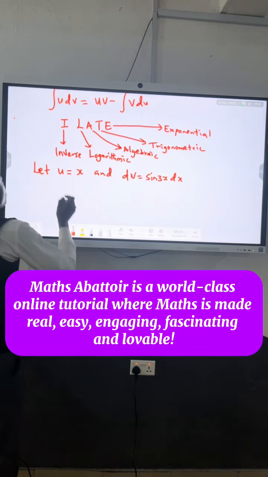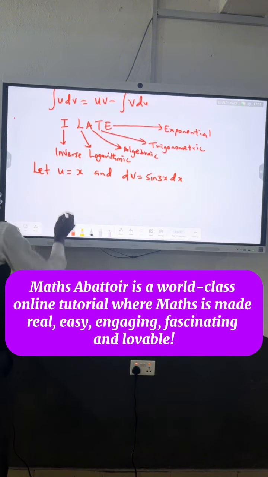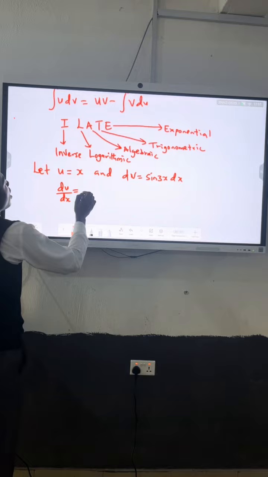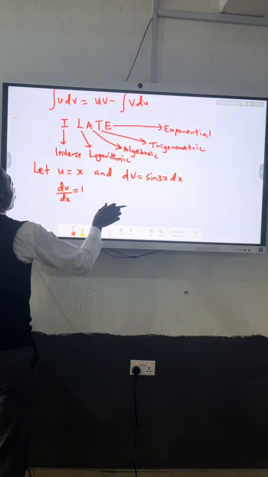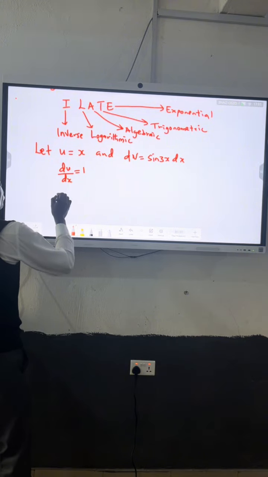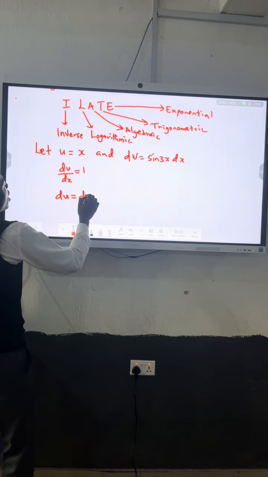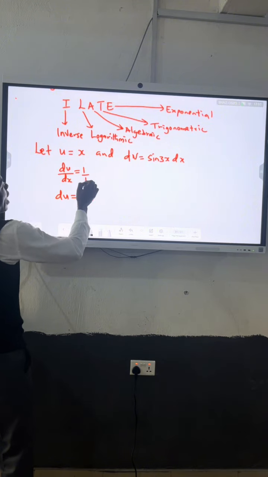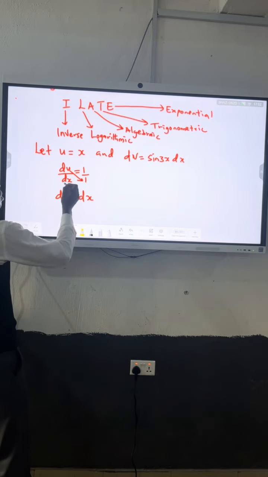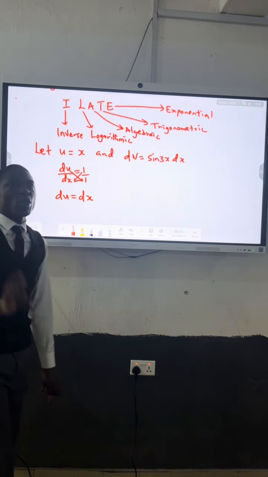Now, what you're going to do next is differentiate u with respect to x. We have du/dx. If you differentiate x, you get 1. Now, what do you do next? Try and make dx the subject of the formula. If you do that, you have du is equal to dx. How did I get that? I just wrote this one as a fraction and cross multiplied. du times 1 gives you du, and dx times 1 gives you dx. So du is equal to dx.